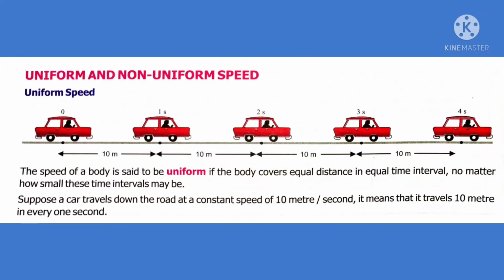So, the time interval is 1 second and the distance covered is 10 meters. Every 1 second, it is covering a 10-meter distance. So, equal interval and equal distance covered. This type of motion, this type of body speed, is called uniform speed.